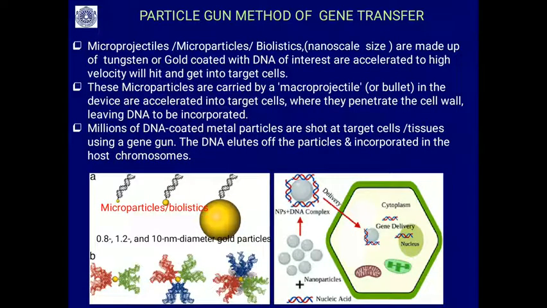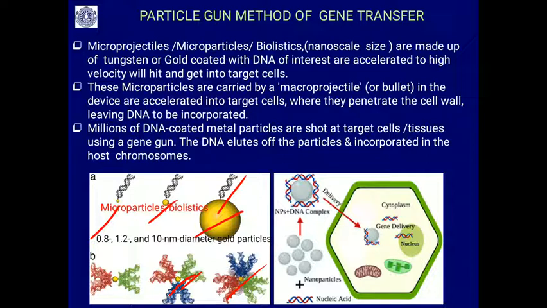So, these microprojectiles or microparticles, or biolistics, are of nanoscale, as I said, and are made out of tungsten and gold coated with the DNA of interest. Here you can see gold nanoparticles or microparticles tagged with the DNA, one molecule or several molecules of DNA. They may be attached with the vector carrying our gene of interest. These are the microprojectiles, or else they are called biolistics.